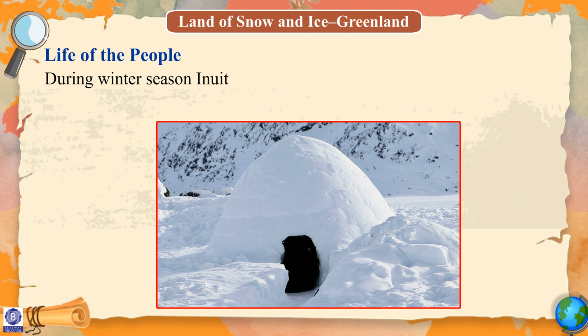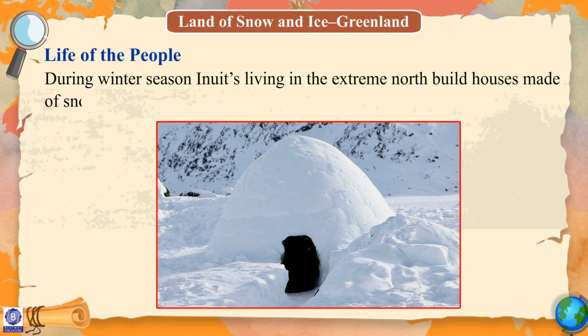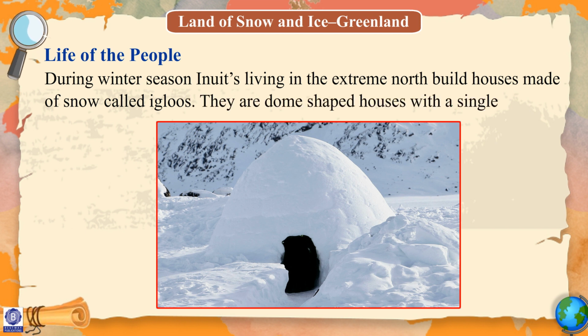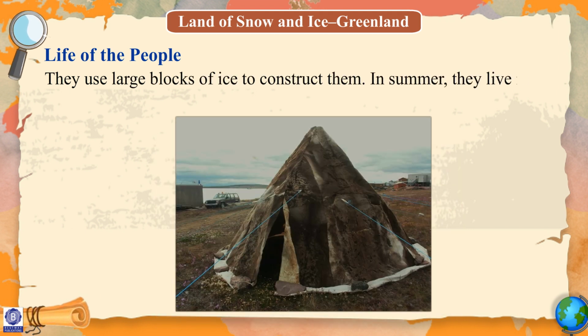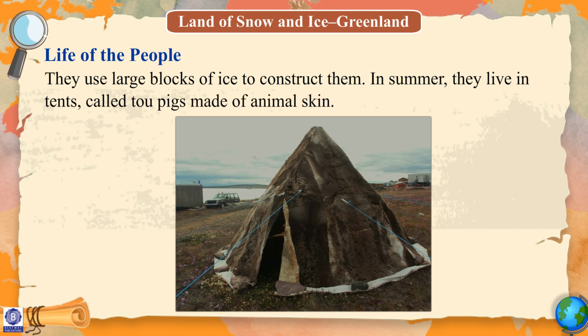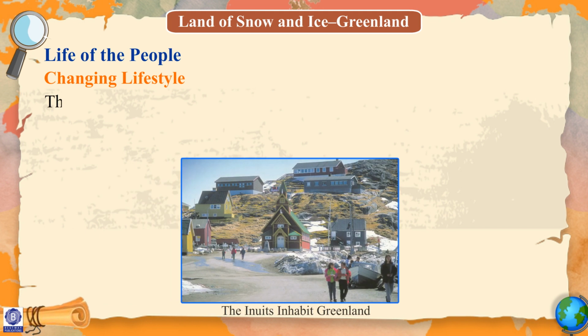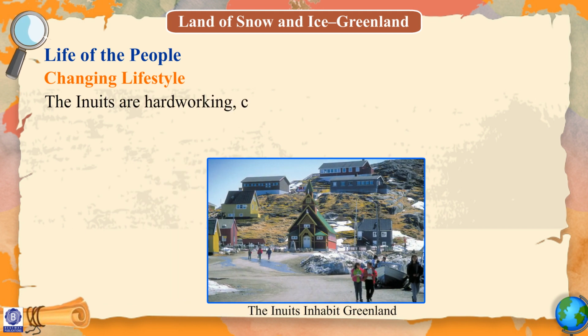During the winter season, Inuits living in the extreme north build houses made of snow called igloos. They are dome-shaped houses with a single opening. They use large blocks of ice to construct them. In summer, they live in tents called tupiks made of animal skin. Changing lifestyle. The Inuits are hardworking, cheerful, and hospitable people.